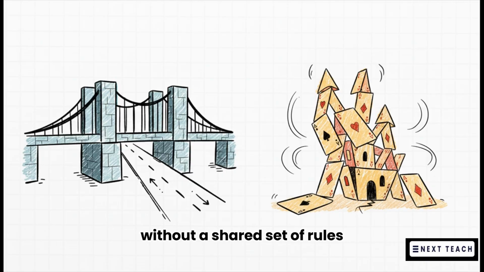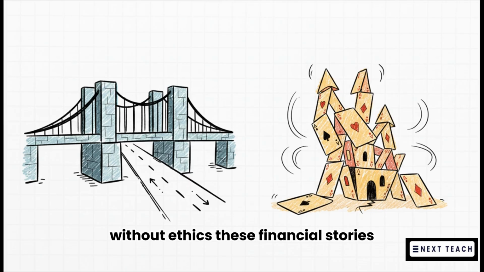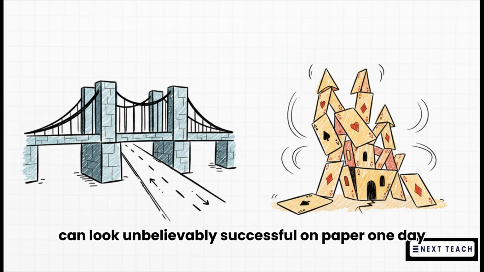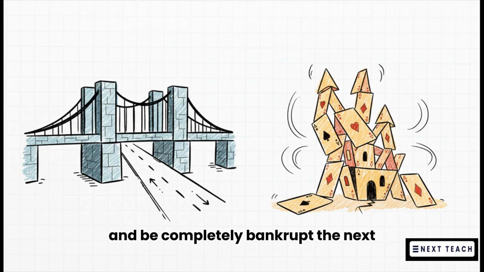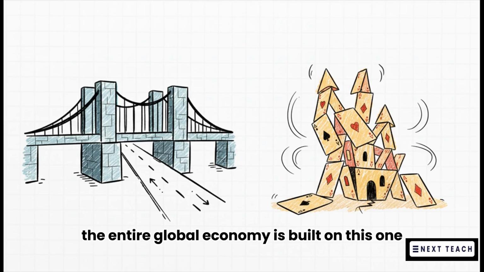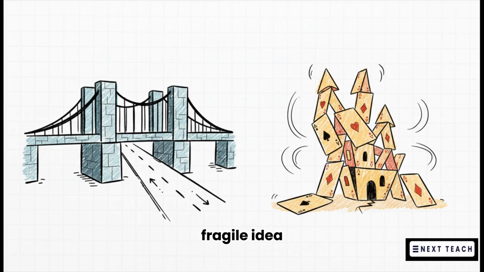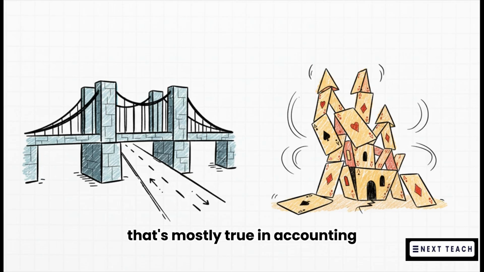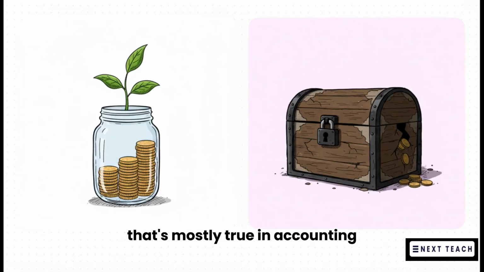Without a shared set of rules, without ethics, these financial stories just become financial fairy tales. A company can look unbelievably successful on paper one day and be completely bankrupt the next. The entire global economy is built on this one fragile idea that the numbers we're all looking at tell a story that's mostly true. In accounting, trust isn't just some nice bonus feature, it is everything.